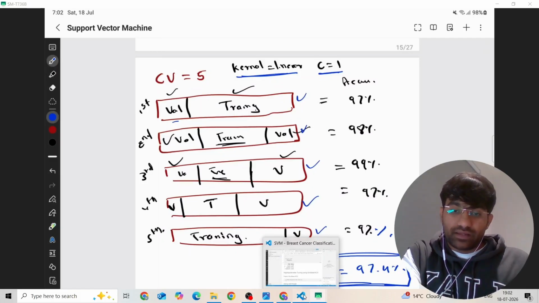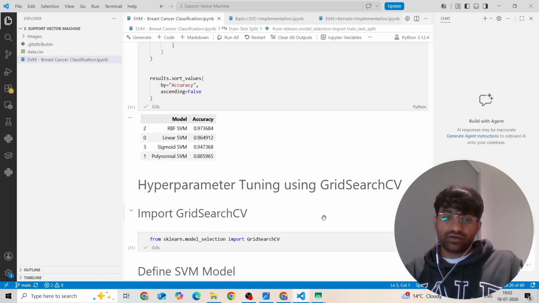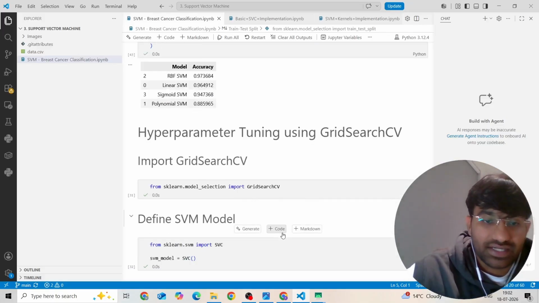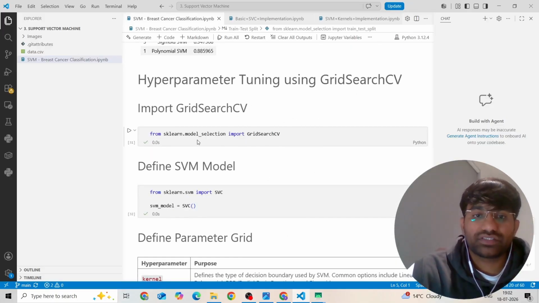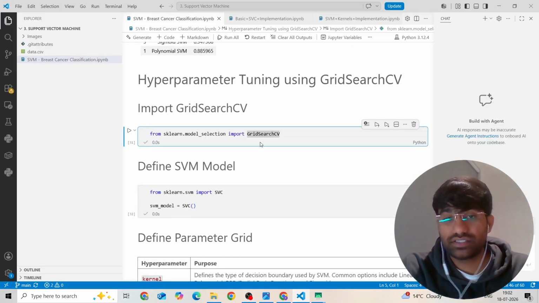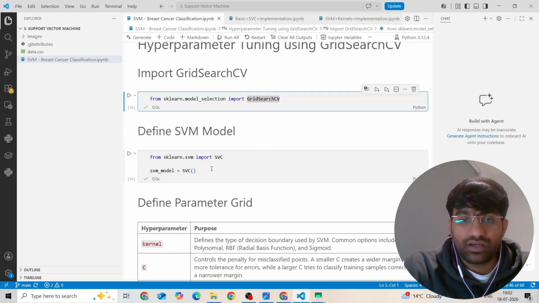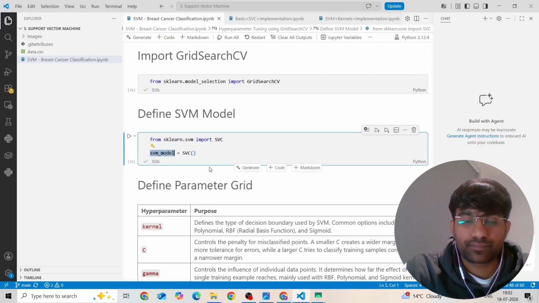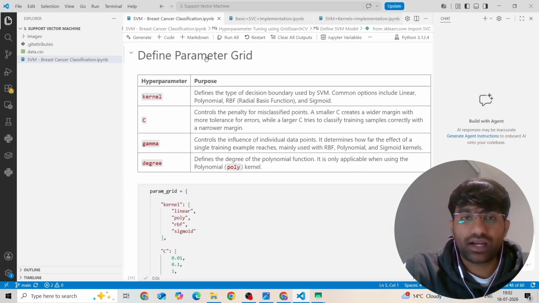Okay, so this is the hyperparameter tuning I have done here. Again, from Scikit-learn, sklearn.model_selection, I have imported GridSearchCV. I have also imported my base model SVC, support vector classifier. I have defined my SVM model. So now I will build the parameter grid.